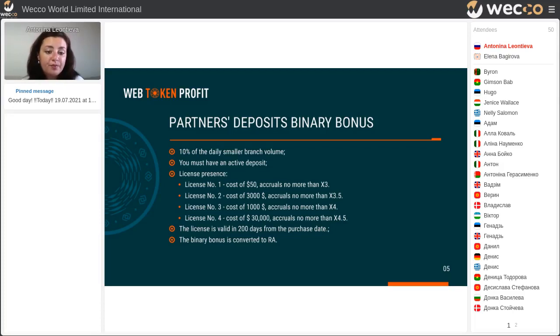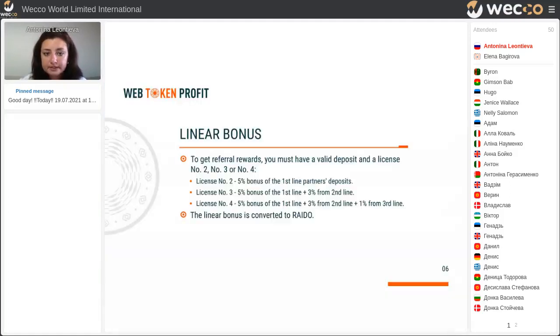So, the binary bonus is converted to RAT. First of all, you will get dollars in your personal account, from your wallet. And if you want to withdraw your incomes, you need to convert them into RAT tokens. And by the way, the license can be paid only with the RAT tokens.